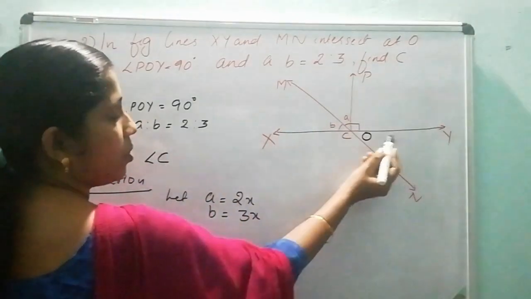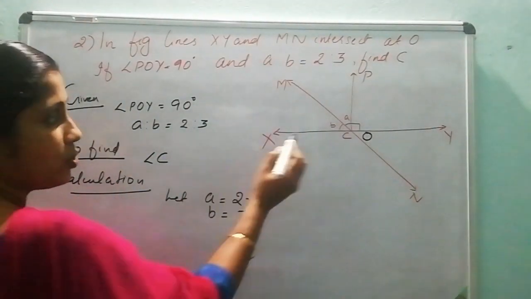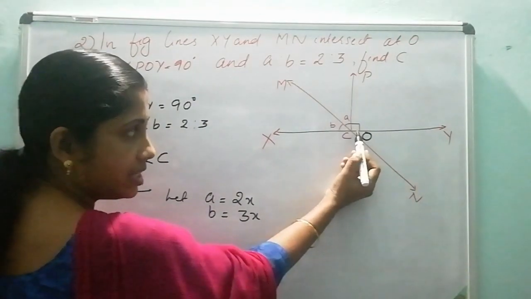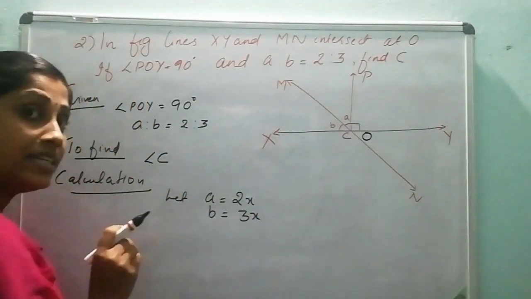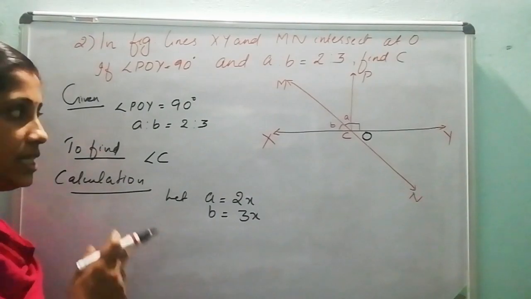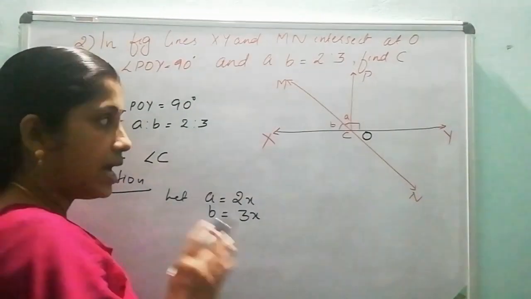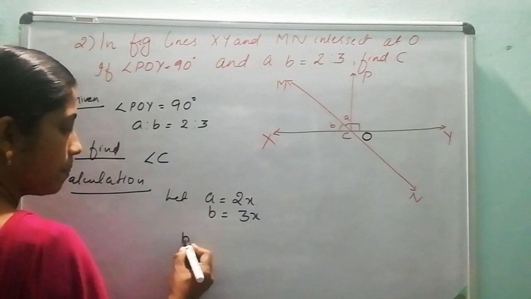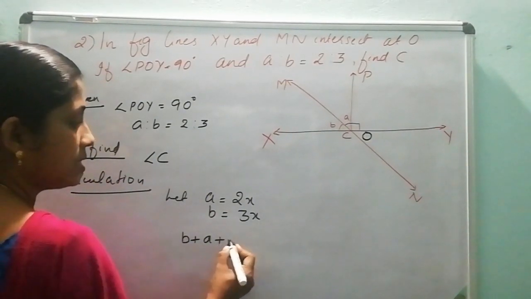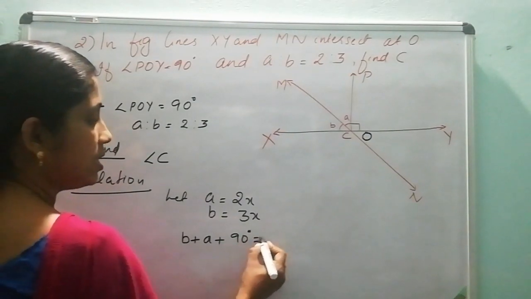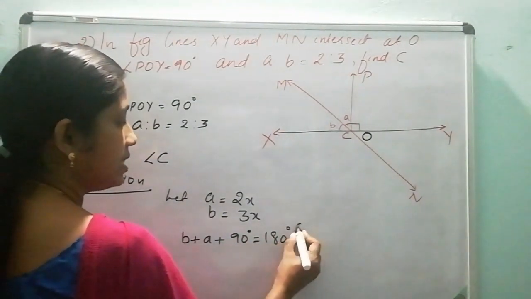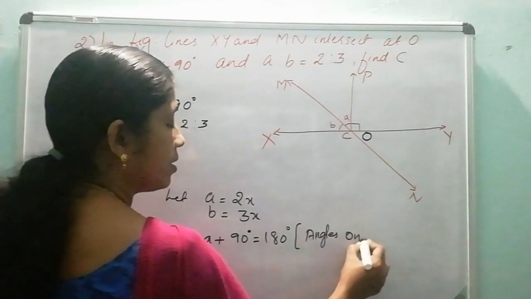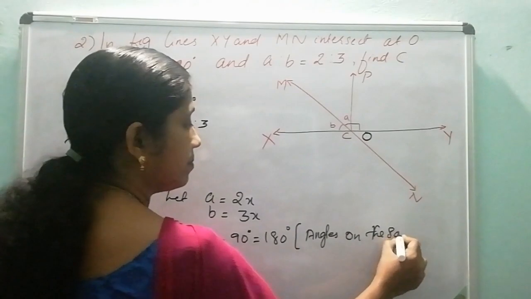Here XOY is a straight line. So B plus A plus 90 degree, that is given there, will be equal to 180 degree, that is angles on the same line. So we can write A plus B plus A plus 90 degree is equal to 180 degree. The reason is angles on the same line.